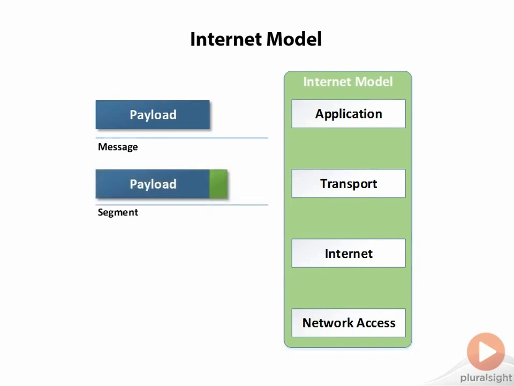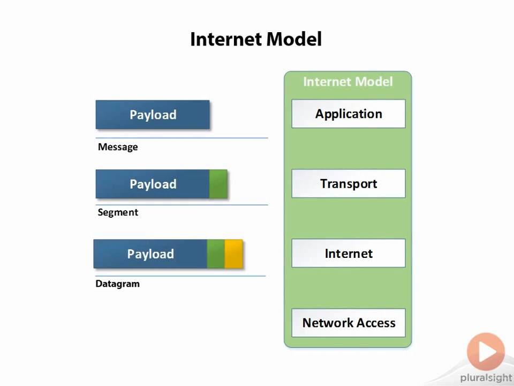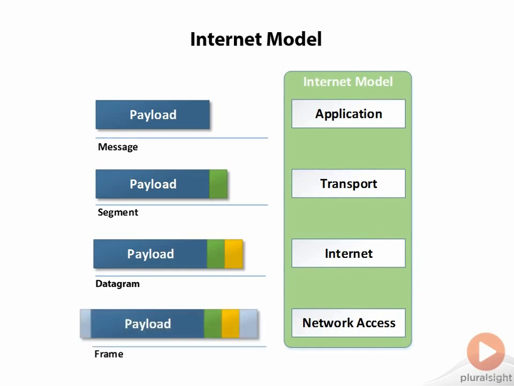We add additional information, turning it into a segment. From the transport layer, it gets passed down to the internet layer, where we add additional networking or addressing information, turning it into a datagram. From there, it's passed on to the network layer, where we add additional information, a cyclical redundancy check or CRC, so that we can ensure that the packet of information arrives in the same condition that it was sent at the receiving computer or the receiving node.